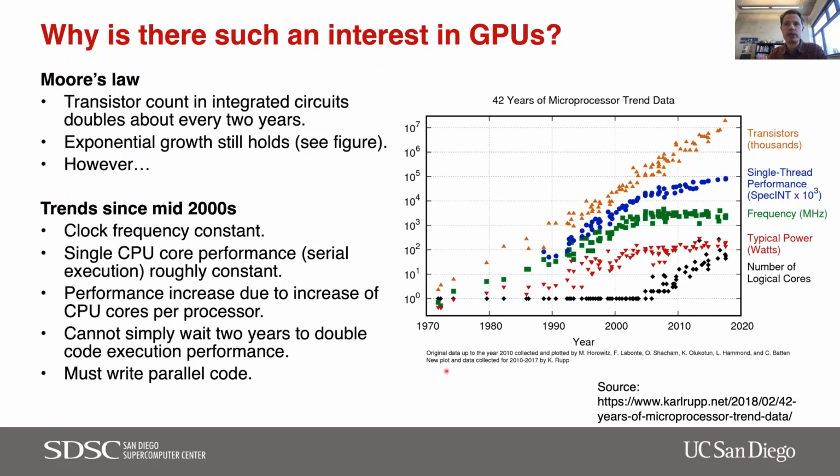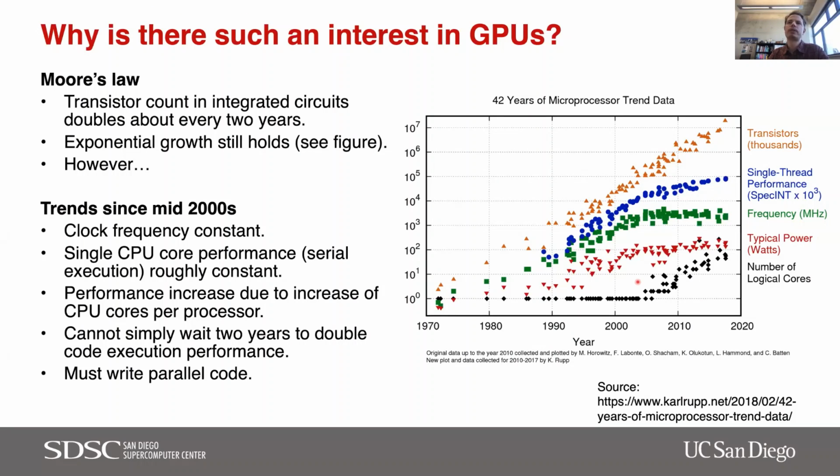Now, the reason for there being such an interest in GPUs, I just want to have 2-3 slides about that, is, you're probably familiar with Moore's law that the transistor count in integrated circuits doubles about every 2 years. And that exponential growth still holds, right? So if you look here, the number of transistors is still increasing per chip. But if you look at what happened in the 2000s, the clock frequency is leveling off. The single thread performance is not growing exponentially anymore.